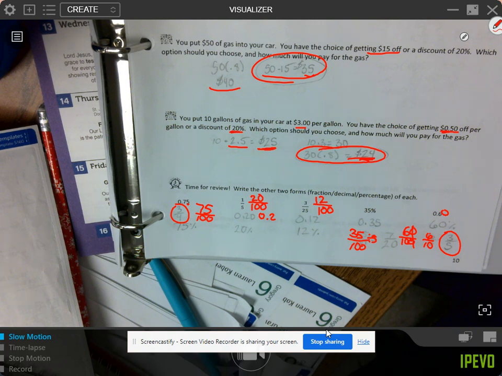Any questions on those ones? How are we feeling about our percentages so far? Show me your thumbs. Some of us are a little, I'm not so sure. So remember, you're feeling better.